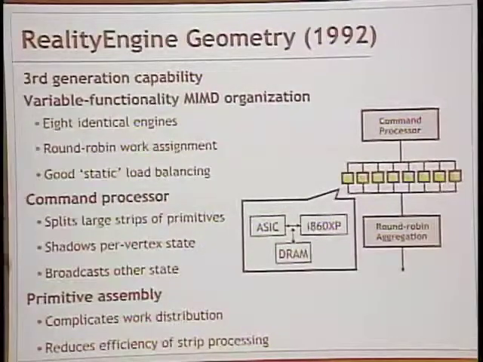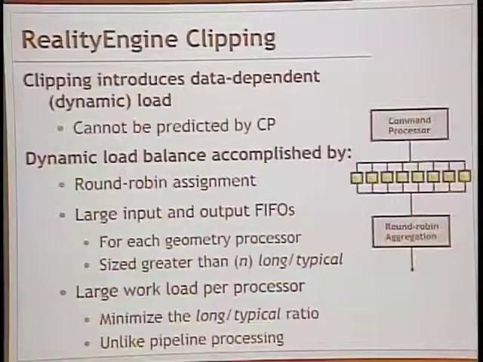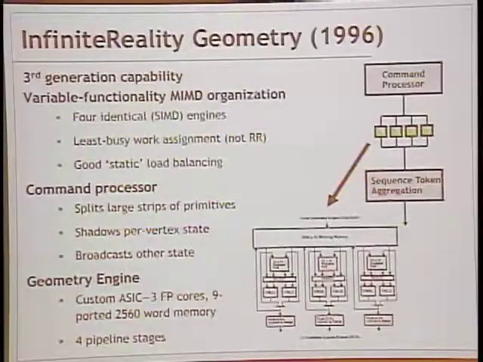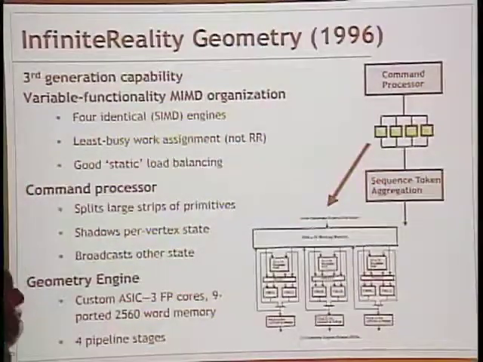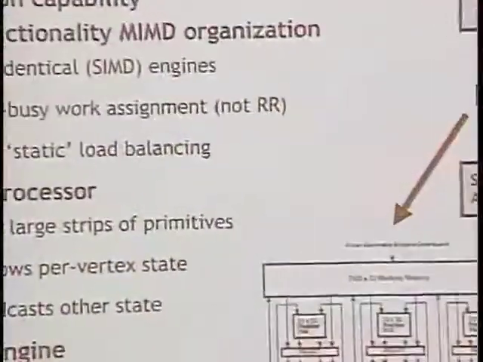Yeah. So that was fairly good, but it turned out the next one was better. This had some round robin. Sorry, this is just how we did clipping. The next one was the Infinite Reality, and this was better than round robin. It would do least busy work assignment, so it would always send it to the geometry processor that had the least amount to do.